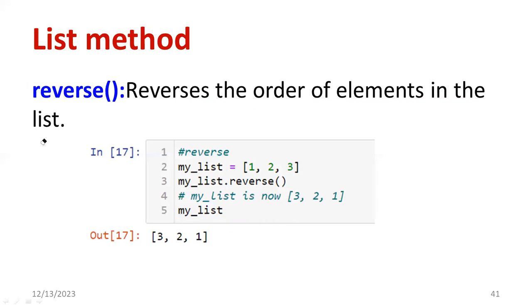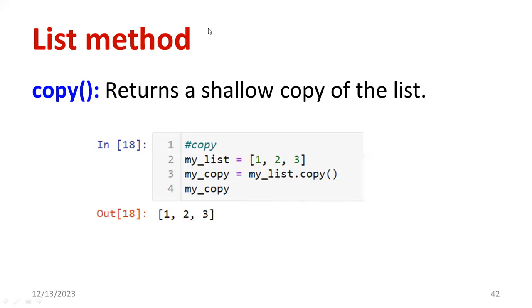Okay, so let me continue. Another one is called copy. Why is copy required? The purpose of copy is that it returns a shallow copy of the list. Okay, shallow copy. So here we are actually doing the copy operation. My list is 1, 2, 3. So I just want to do my_list.copy(). If I do this, I'll be performing a shallow copy.